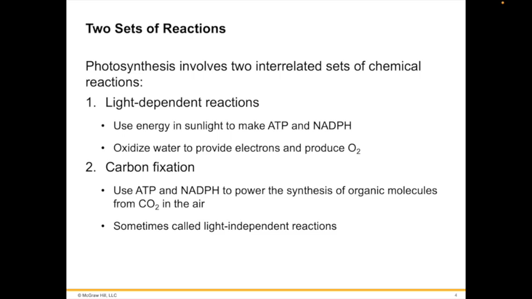The second stage, the forming of organic molecules from CO2, is called carbon fixation. This process takes place via a cyclic series of reactions. As long as ATP and NADPH are available, the carbon fixation reactions can occur in the presence or absence of light, and so these reactions are also called the light-independent reactions.